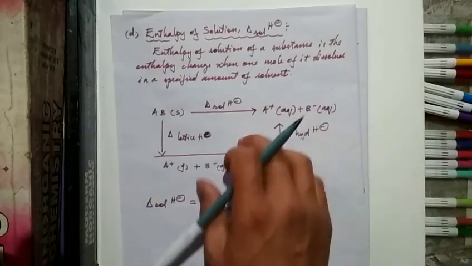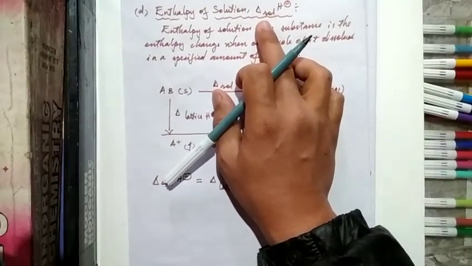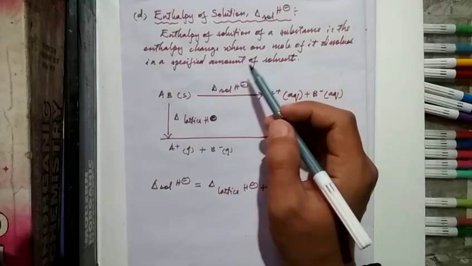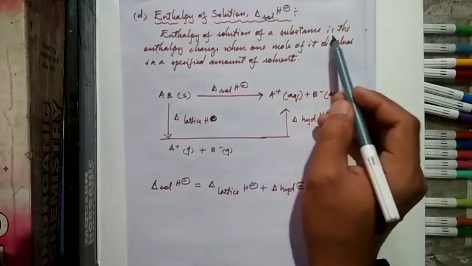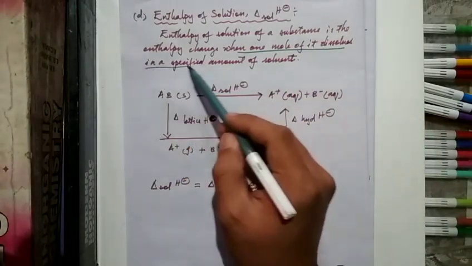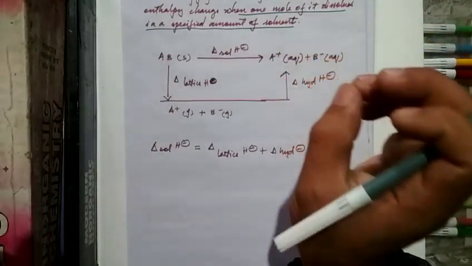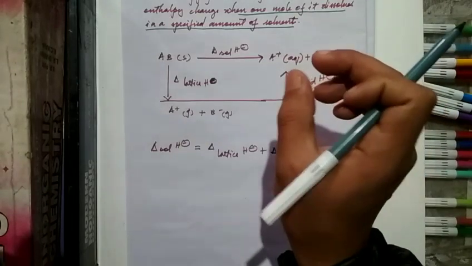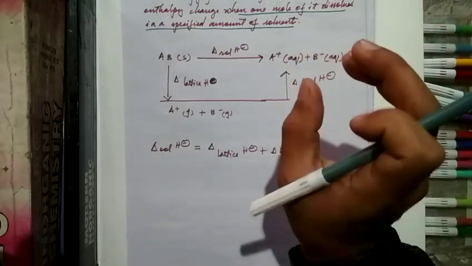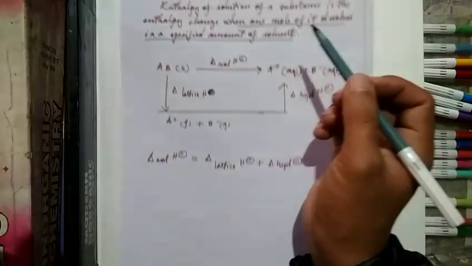Next one is enthalpy of solution. The symbol is delta sol H. The enthalpy of solution of a substance is the enthalpy change when 1 mole of it is dissolved in a specified amount of solvent. So when we dissolve 1 mole of any substance in a solvent, the enthalpy change will be the enthalpy of solution.